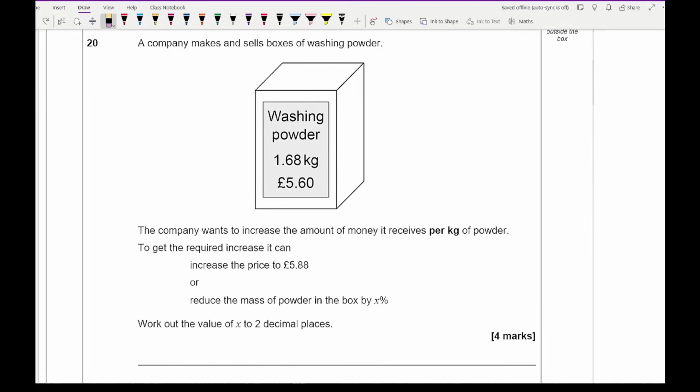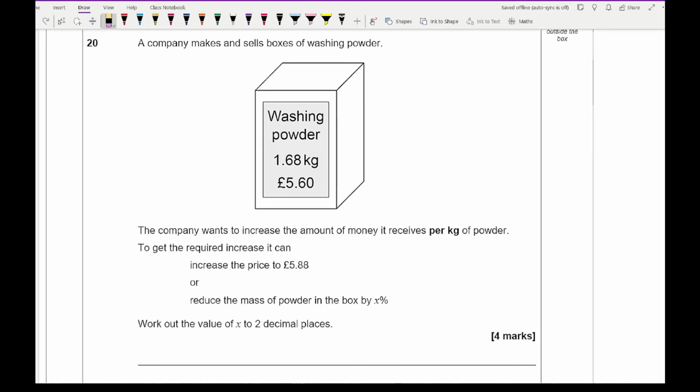So moving on to question 20, it says the company makes and sells boxes of washing powder. The company wants to increase the amount of money it receives per kilogram of powder. To get the required increase, it can either increase the price to £5.88 or reduce the mass of powder in the box by X%, and we want to give X to 2 decimal places.